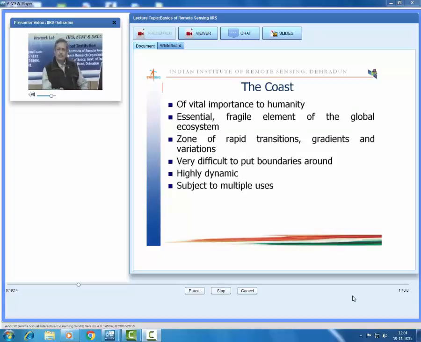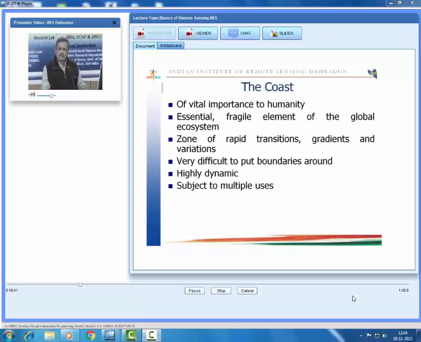So the coast has been of vital importance to humanity from prehistoric times. It is very, very essential, but at the same time a very fragile element of the global ecosystem. If you disturb the coastal ecology in one form, it is going to disturb other coastal ecology in a different manner. It is a zone of rapid transition, gradient and variations. So the parameters change very fast in the coastal area, and it's a very dynamic region.